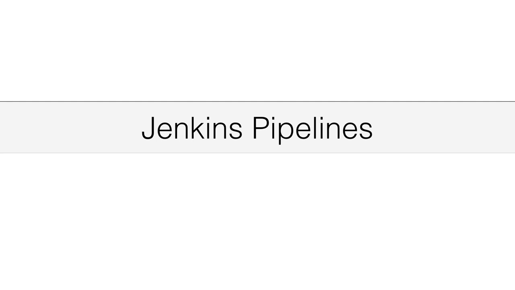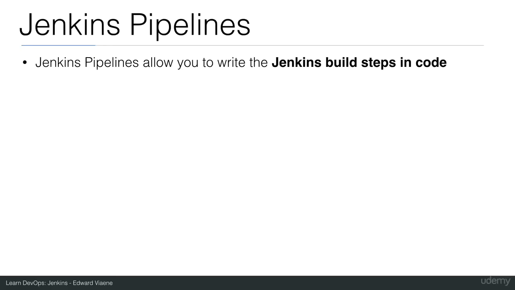Now that we talked a little bit about the Jenkins Job DSL, let's talk about something different, the Jenkins Pipelines. Jenkins Pipelines allow you to write the Jenkins build steps in code. So what do I mean with build steps and how can we put that in code, or why would we put that in code?